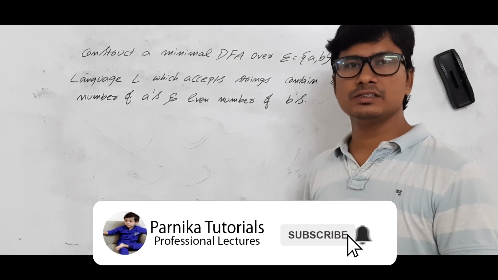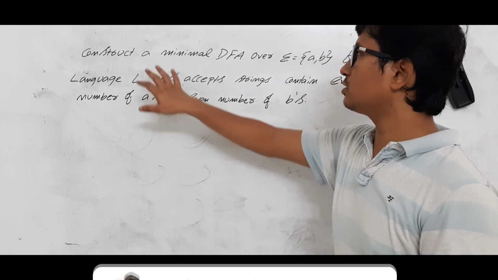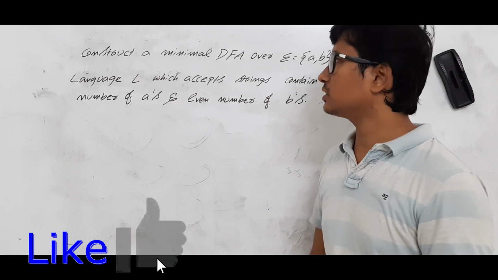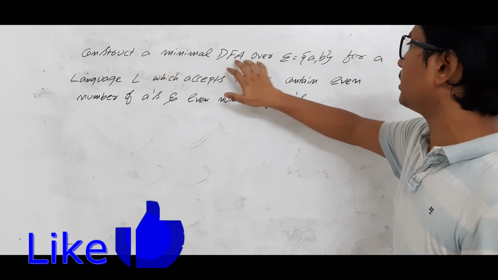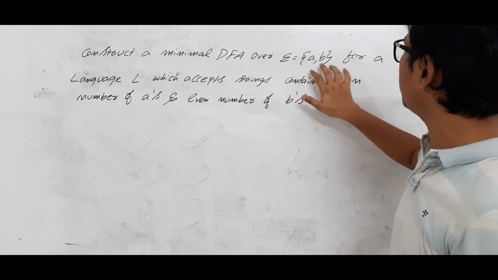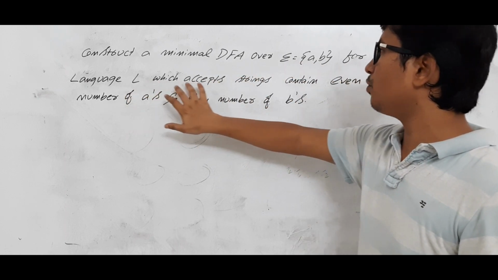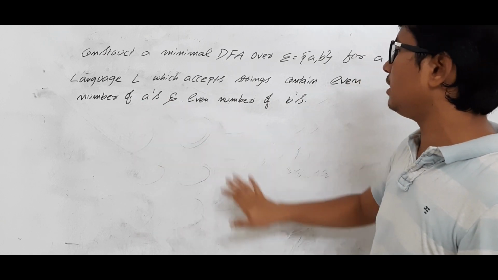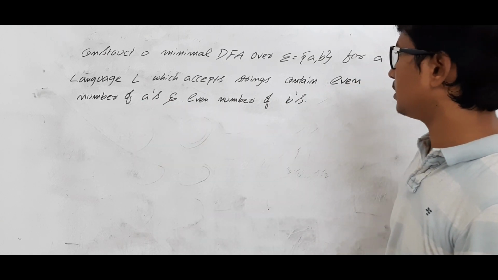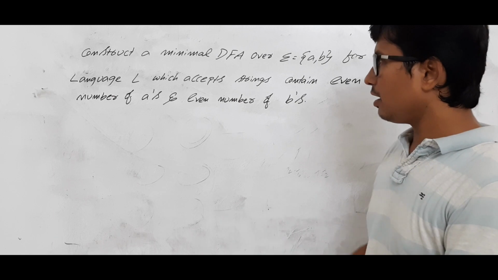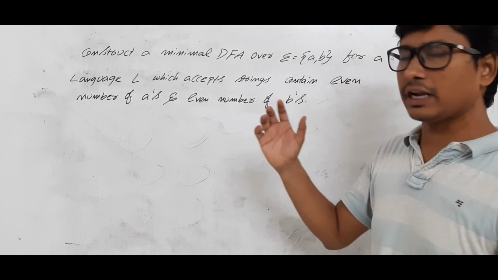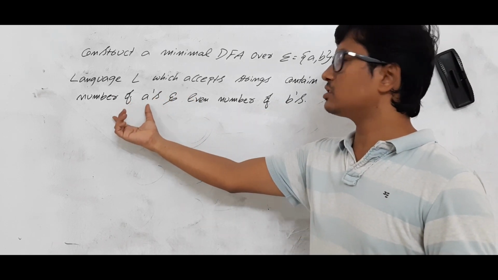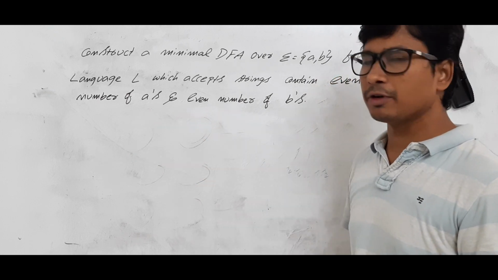Good morning friends. In this video, we'll solve this question. Let me read out the question. Construct a minimal DFA over alphabets A, B for a language L which accepts strings containing even number of A's and even number of B's. I hope you have understood the question. They are asking that the string should consist of even number of A's and even number of B's.